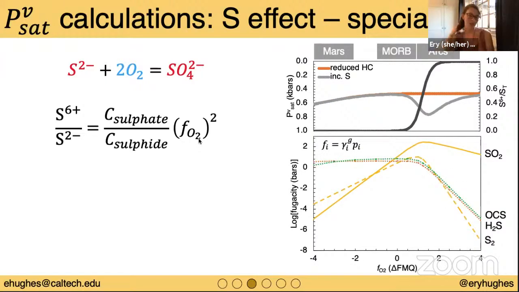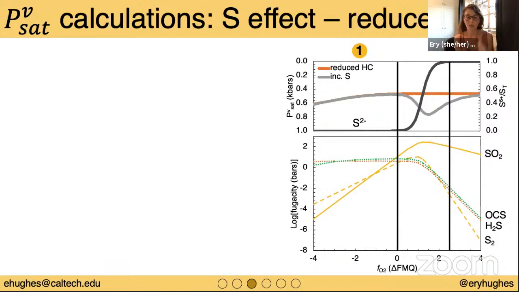And this change in the sulfur speciation in the melt has a big effect on the composition of the gas phase. So here I'm just showing the fugacities of the different sulfur-bearing species only, and we can see that they all show a kind of turning point where we're getting the maximum pressure of vapor saturation. And we can look at this in three parts to understand what's happening.